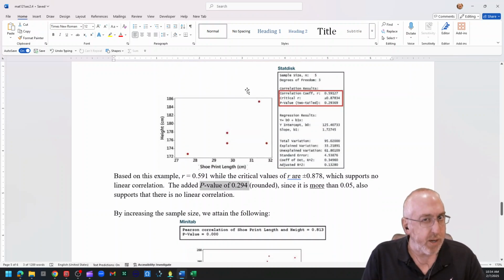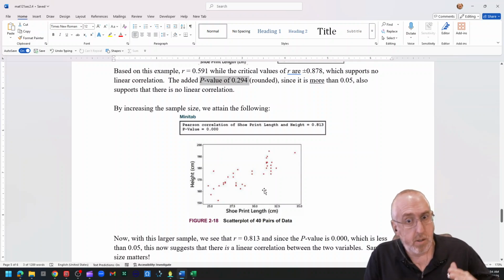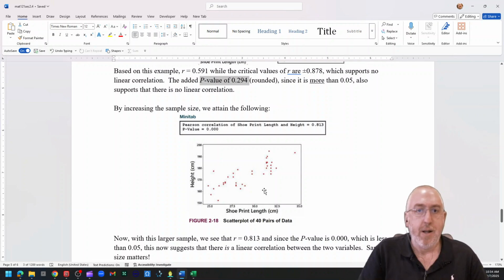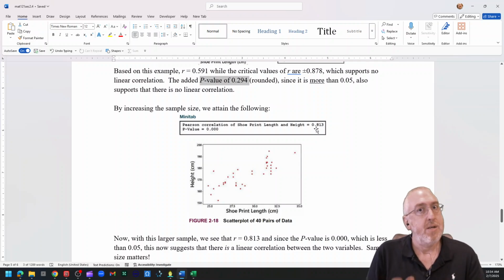Let's do a slight tweak to this problem. What if we increase the sample size a little bit? So look at our scatter plot now. Now it's looking a little more like there's a positive linear correlation. So if we look at the values now, the Pearson correlation of the shoe print and height equals 0.813. So again, that's the R value.